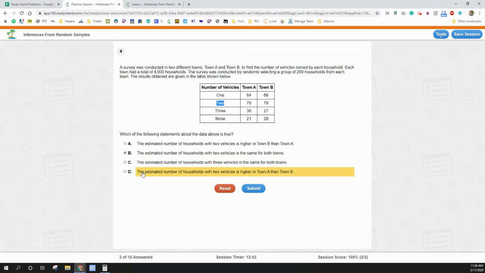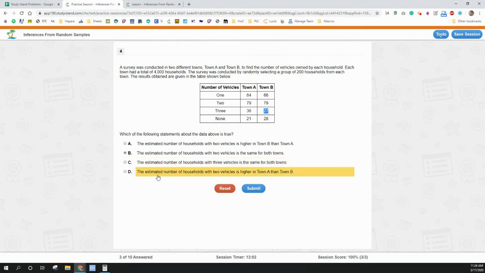Let's read through C and D to make sure we know why they are the wrong answers. C, the estimated number of households with 3 vehicles is the same for both towns. So we go look at 3 vehicles. Town A, 36 households. Town B, only 27 households with 3 vehicles. So they're definitely not the same. So C is not the answer.